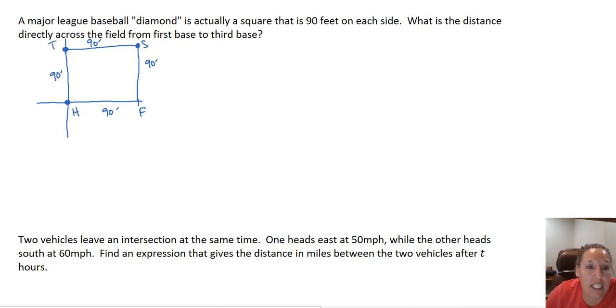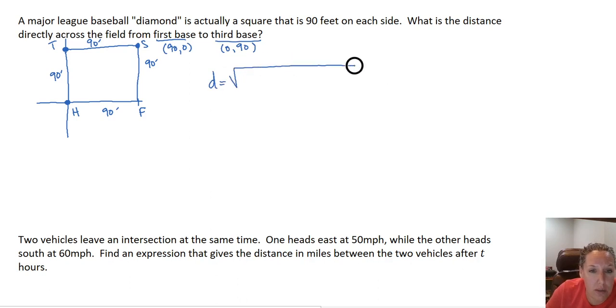So if we want to find the distance from first base to third base, first base is going to be at the point (90, 0), and third base is going to be at the point (0, 90). We need to find the distance between those two points. So our distance is going to be the square root of (90 minus 0) squared plus (0 minus 90) squared. Remember, the distance formula is just the difference in your x values squared plus the difference in your y values squared, and then take the square root of that.